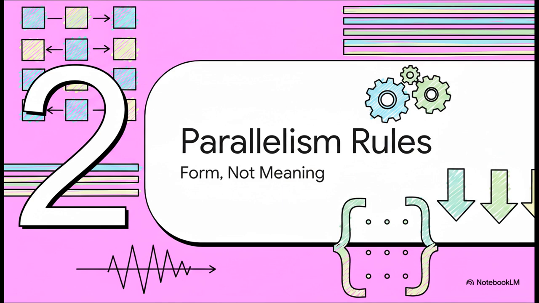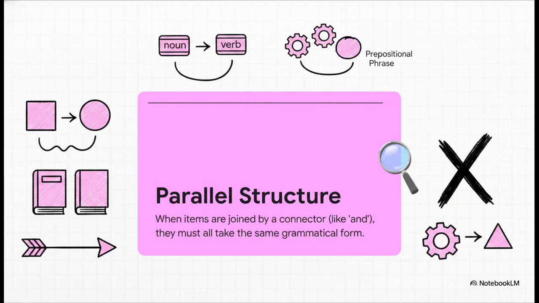It's all about making sure your patterns match. And the rule itself is super simple. When you use a connector like "and" or "to" to join a few things in a sentence, all of those things have to be the same type of thing grammatically. So you can connect a noun with a noun or a verb with a verb, but you can't connect a noun with a verb. If you mix and match the forms, the structure is considered broken, even if we can all figure out what you mean.